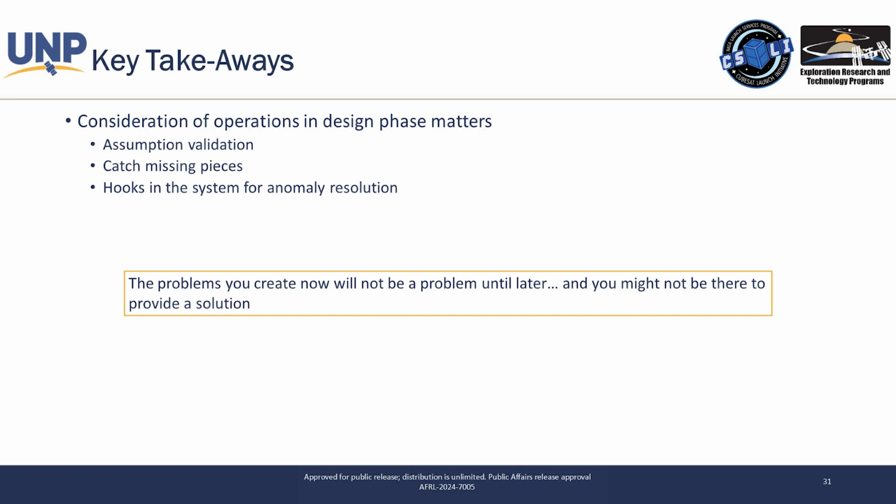And make sure that you have hooks in the system for anomaly resolution. Make sure that you have the right telemetry coming down and that you can configure things on board your vehicle to fix the problems that will inevitably happen. The problems that you create now most likely won't be a problem until later. You guys aren't launching anything right now, so it'll be somebody else's problem probably. You may not be there to provide a solution, so try to think of solutions ahead of time and avoid those problems wherever possible.